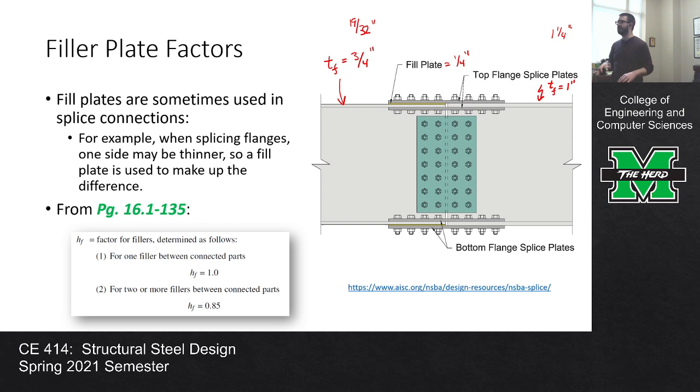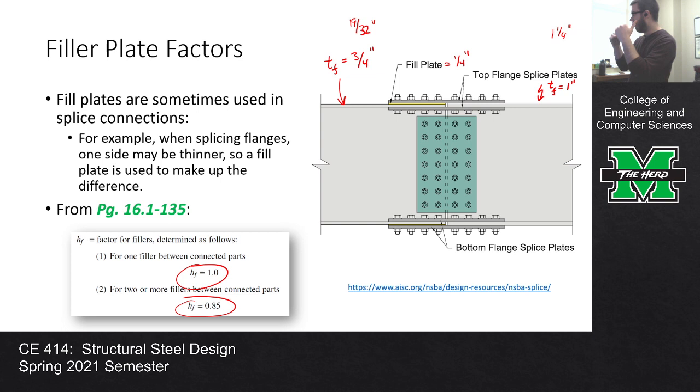Whenever you have two or more filler plates, we use an HF value of 0.85. But most often, when either we have no fillers or one filler, we just use an HF of 1. So there's only some very rare instances where we would even need to consider that. And for what we do in this class, HF is going to be 1. This also can change the number of slip planes, because if you got a bunch of filler plates in between, that's more surfaces in contact. And so that changes the number of slip planes between the connection.